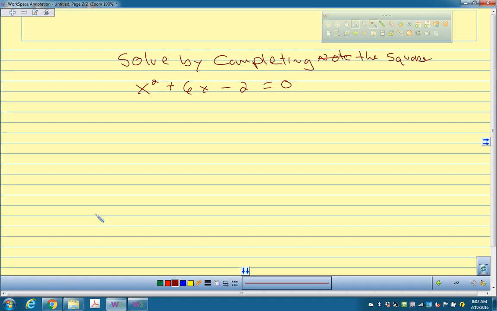When you're completing the square, I'm going to write down the steps as I go over here. Step number 1 is to get the constant term on the right, okay? The constant term is the term that doesn't have an x in it.